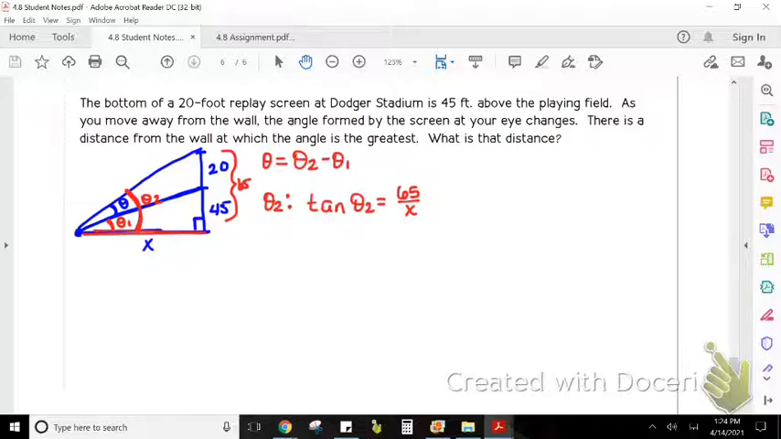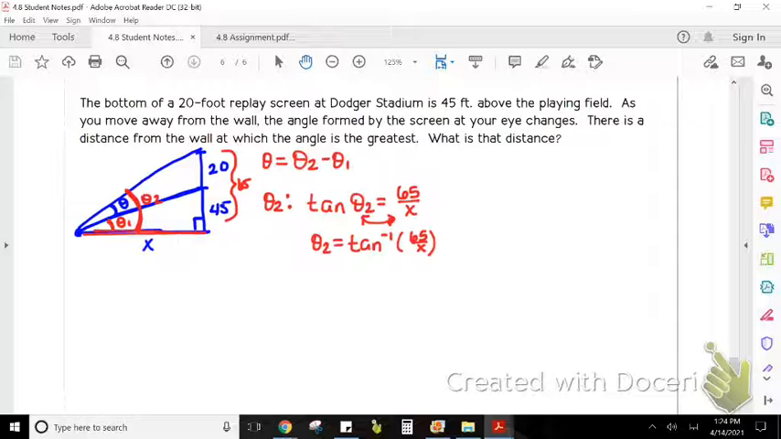And so if I'm looking for theta 2, I need these two to switch places. What is that called when I'm switching the input and the output? The inverse. So theta 2 is equal to the inverse tangent of 65 over x. Now, we can't go any further because we don't know what x is yet. But hold on, okay?